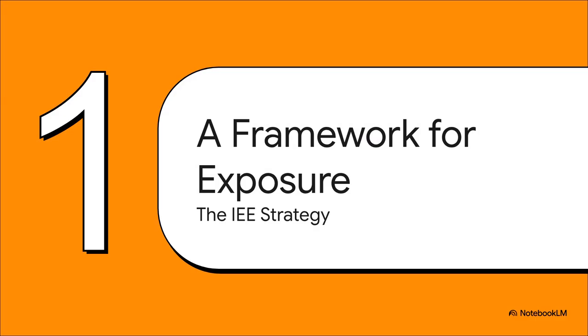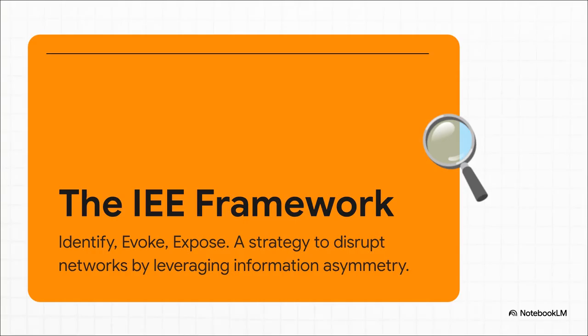All right, so the whole thing kicks off with a theoretical concept called the IEE framework. You've got to think of this as the blueprint, the absolute foundation for everything that comes next. So what exactly is IEE? Well, it's pretty straightforward. Identify, evoke, expose. The core idea here is to take the network's greatest strength, its secrecy, and flip it right on its head, turning it into a weakness. It works by creating what the source calls information asymmetry. You basically find a piece of information that the network's own members don't know, and you use that little secret to mess with their operations from the inside out.